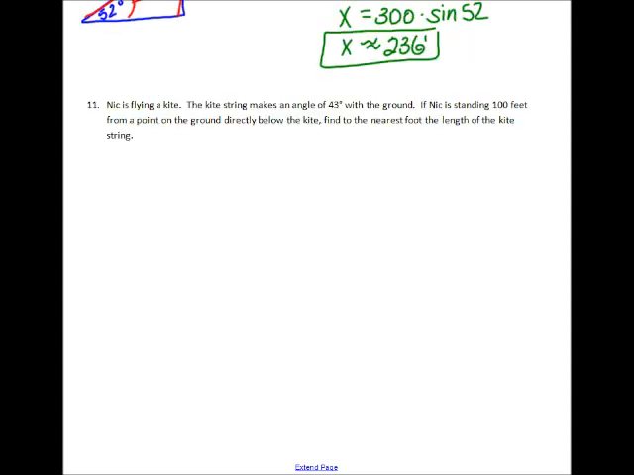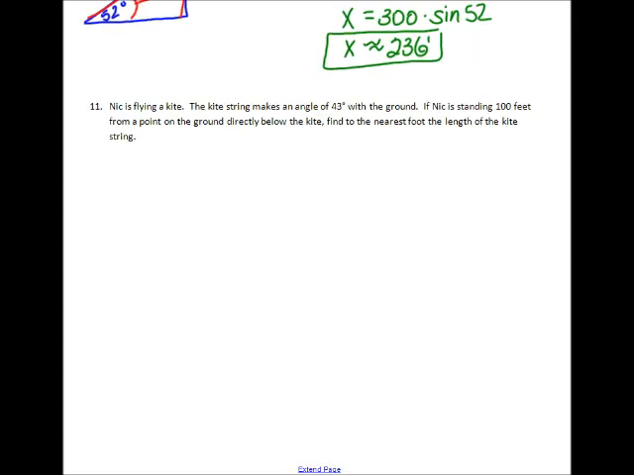Always ask that question. Nick is flying a kite. The kite string makes an angle of 43 degrees with the ground. I'm not sure what you guys have there, but anyway, it's the same person. If it's Nick, Nick. If it's Nicholas, it's supposed to be Nicholas. Not sure what that's supposed to be there, but okay. So we've got this basic kite problem again.